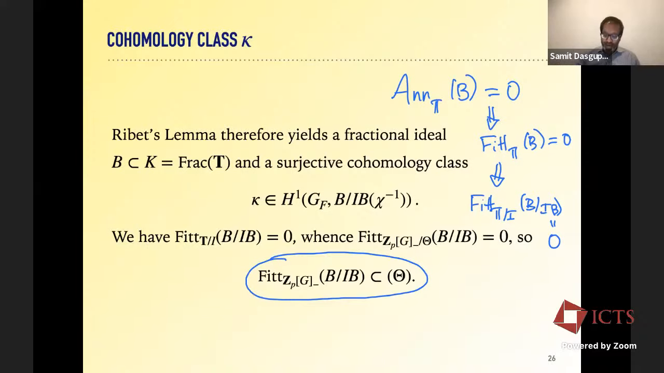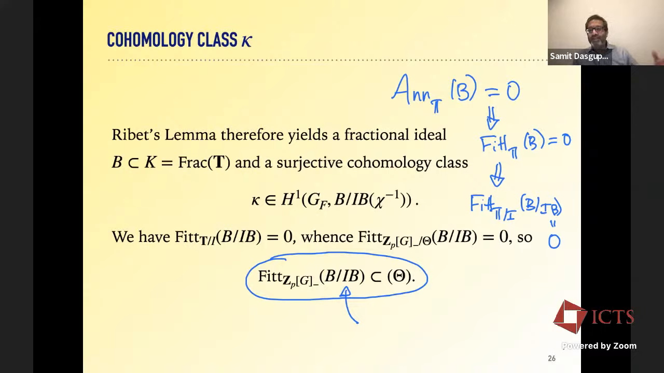We've constructed a module, this is my N, B mod IB, whose Fitting ideal is contained in theta. We've constructed a surjective cohomology class valued in this module. By our interpretation of nabla, that means we have a surjective map from nabla to B mod IB. The Fitting ideal of B mod IB is contained in theta, so the Fitting ideal of nabla is contained in theta. As I explained, that implies the Brumer-Stark conjecture. So this concludes, and I apologize, I'm a couple of minutes over, my summary of the proof of the Brumer-Stark conjecture using these techniques.